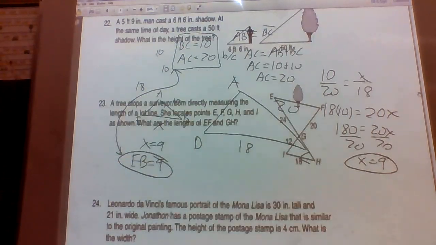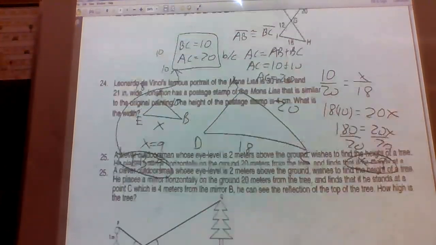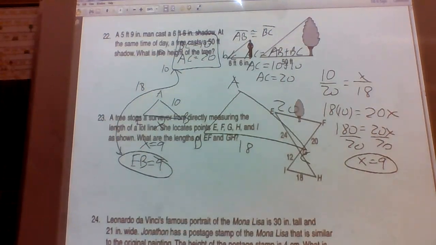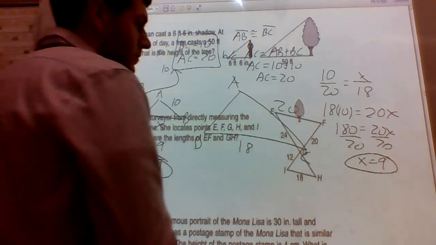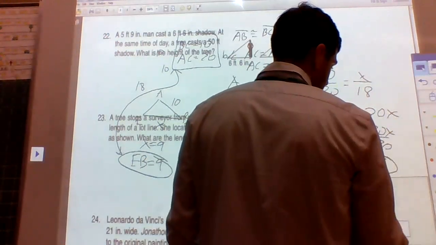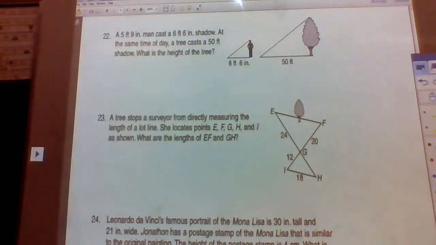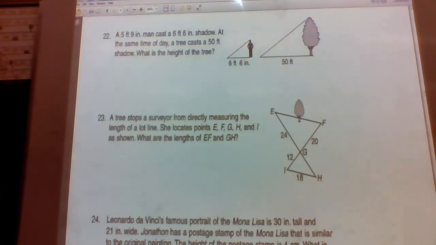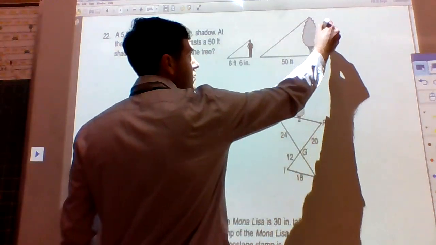Okay. 22. So we got the word problems now and then 2 proofs. 4 word problems and then 2 proofs. Right. So a 5'9" man cast a 6'6" shadow at the same time of day. A tree casts a 50-foot shadow. What is the height of the tree? So we're trying to find the height of the tree. So that's going to be X.